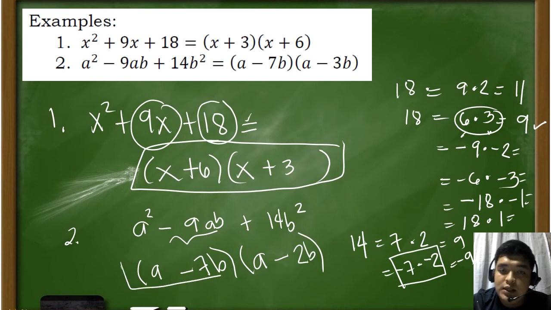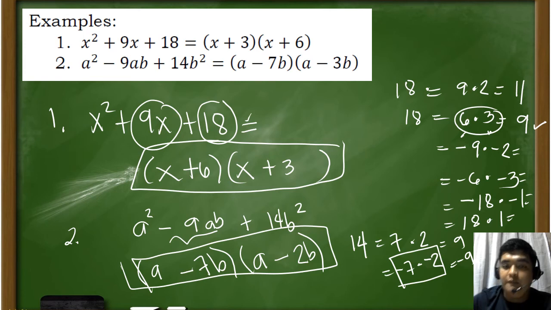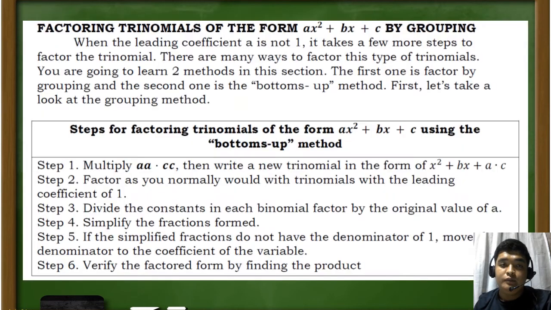Okay, so this is your factor. No, our answer in the module book is wrong. It should be a minus 2b, not 3b. Okay, so let's proceed to the next.